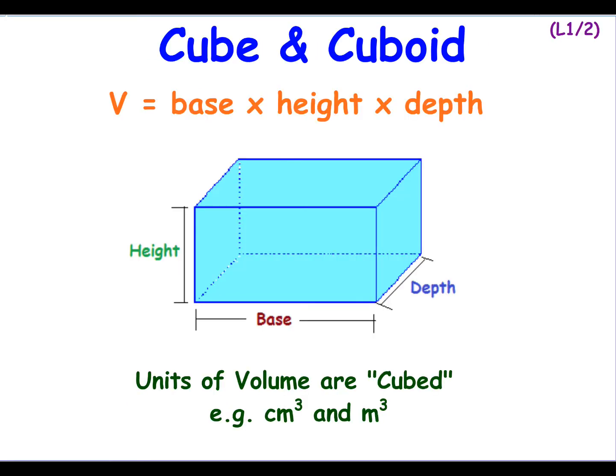At level 1 and level 2, you'll also be expected to calculate the volume of a cube or a cuboid by multiplying the three dimensions together. So the base times the height times the depth. Now we've already done the base times the height to get the area of the shape facing us, so we're multiplying it by that third dimension to give us the depth. Whatever the units you're given becomes cubed to show that you've calculated the volume of that object.